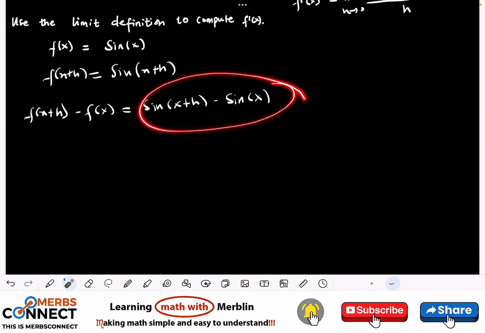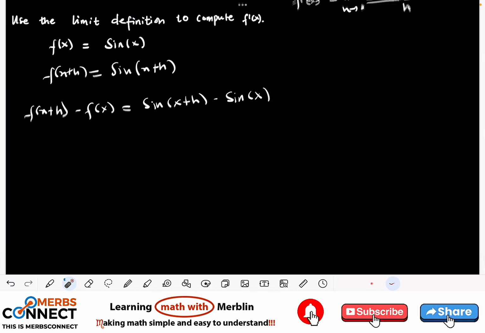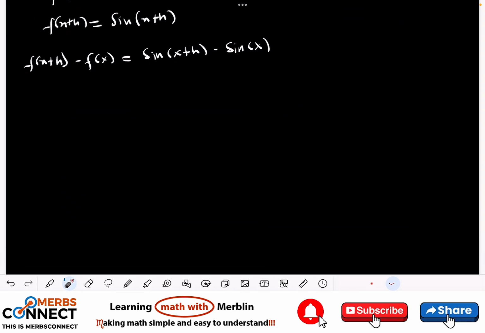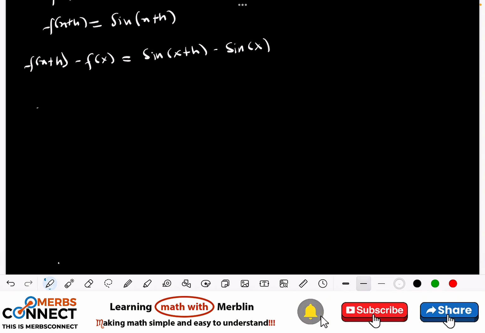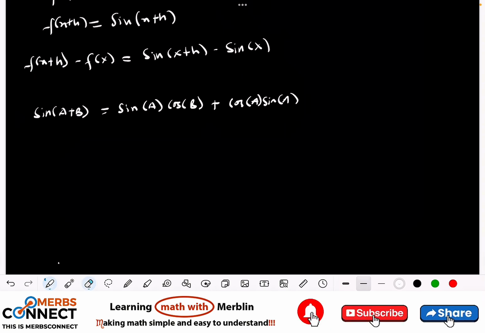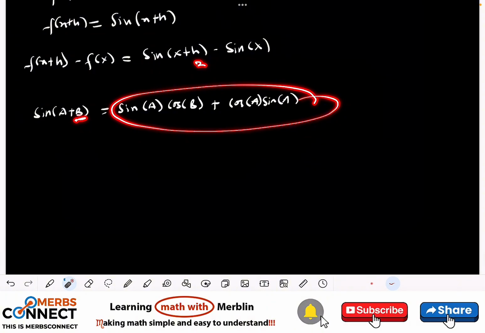Now, how are you going to simplify this? We need to use a trig identity. If you remember the trig identity, we have sine of a plus b, so let me write it above here so that you can see, which is the same as, we can expand it to have sine a cos b plus cos a sine b. So this is the trig identity that we need to use. Now our a is equal to x and our b is equal to h. So we plug them in here and then we are done.